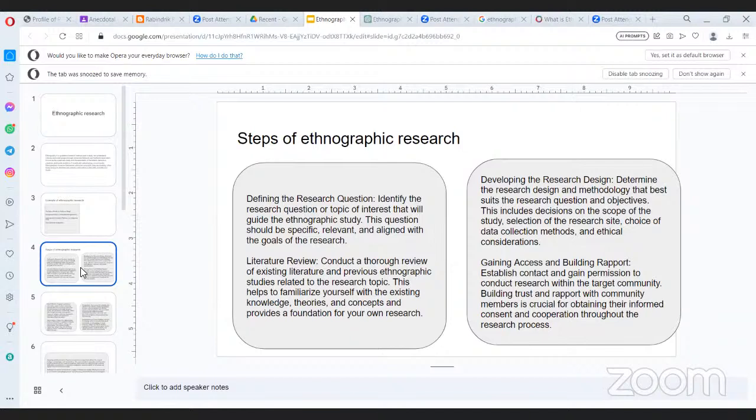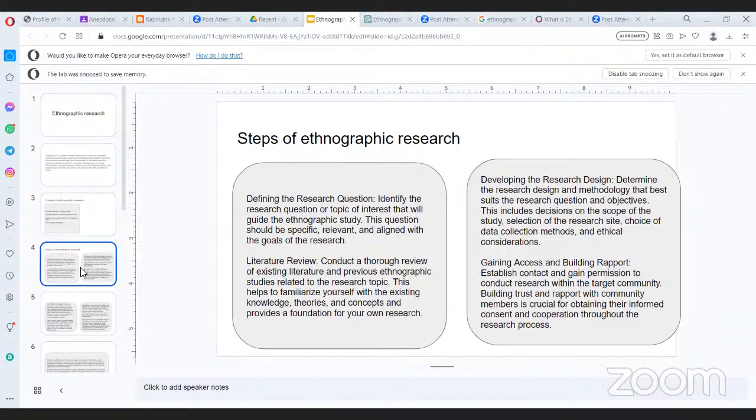Developing the research design. Literature review also helps you to design your research. Determine the research design and methodology that best suits the research question and objectives. This includes decisions on the scope of the study, selection of the research site, choice of data collection methods, and ethical considerations. So in designing the research, you have to think about these issues.